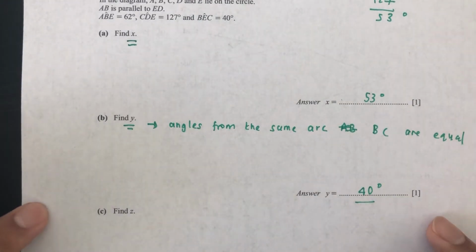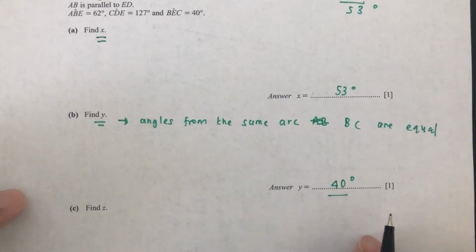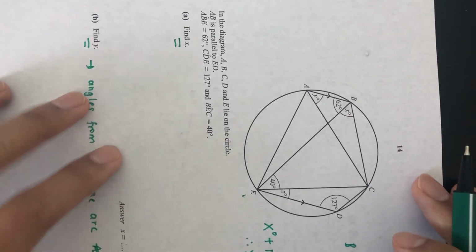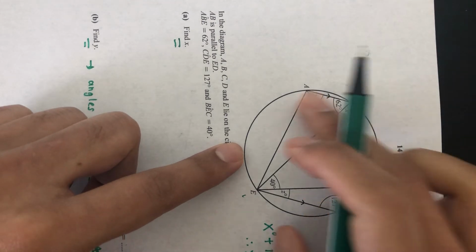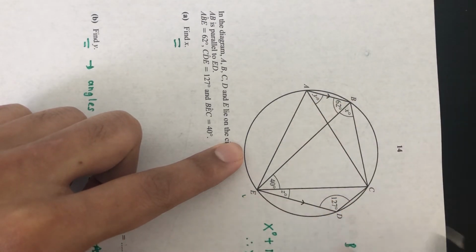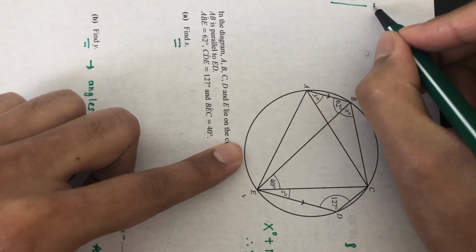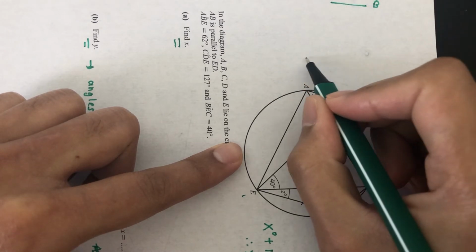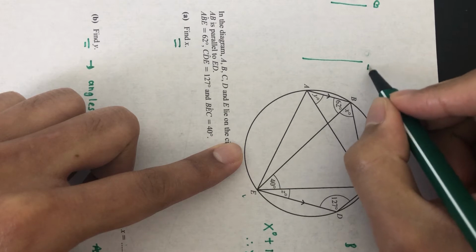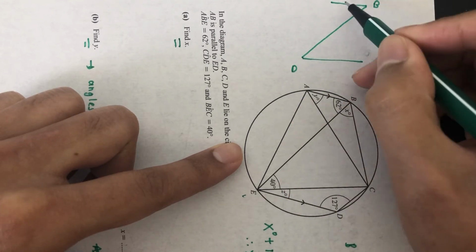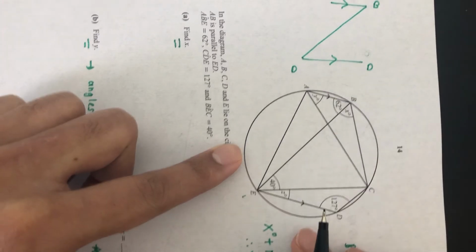Okay, so now part C, find the angle z. Where is z? z will be this angle. So we have to observe actually, because we have to use the information that we're given, which is AB is parallel to ED. So let's have a look. This is AB and this is ED. So that's the line that joins them. So these two are parallel.